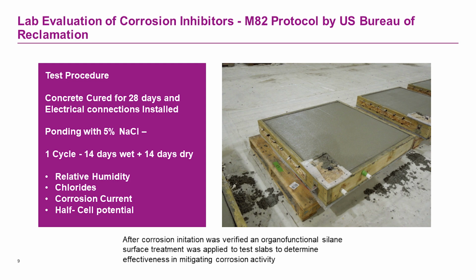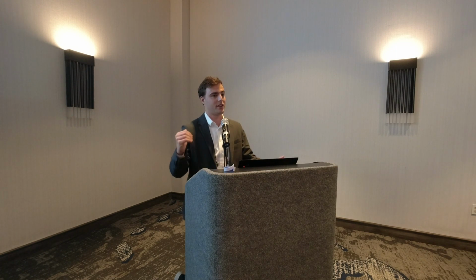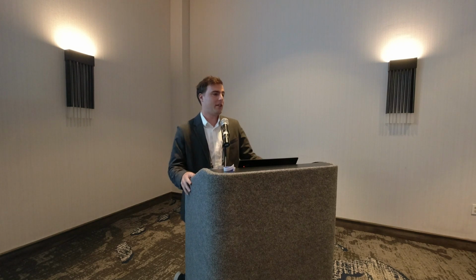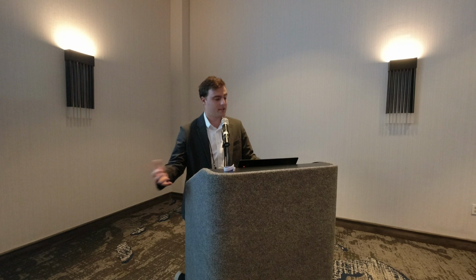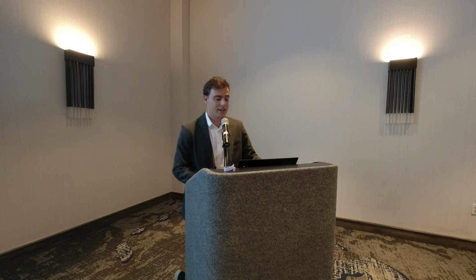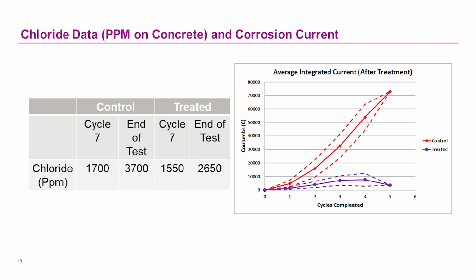Finally, once the test indicates that the rebar is no longer passive and is starting to corrode, once there is a current measuring above a set amount, then repairs are done to half the slabs. In this case, a surface applied corrosion inhibitor is added, and then you measure the integrated current, the relative humidity, the chlorides, and the half cell potential on both the treated and untreated, and you can compare the differences.